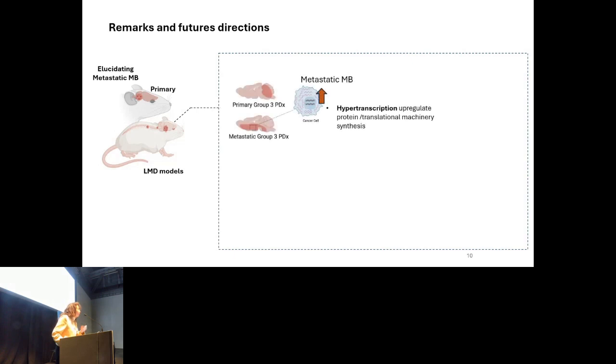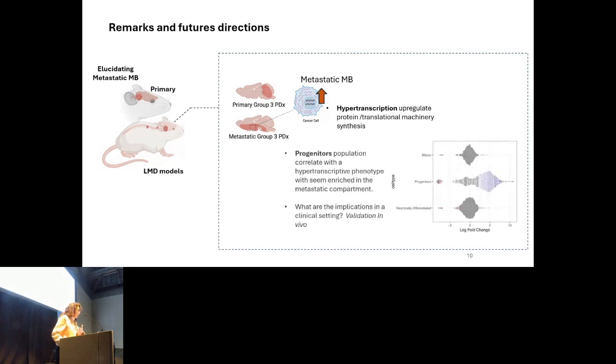So in conclusion, we could say that metastatic medulloblastoma seems to have hypertranscription, which is an upregulation of protein translational machinery synthesis, based on the results that we have in the bulk. And based on the deconvolution and single nuclei, we really see that this is coming from this population, the progenitors one, and that seems to probably be the one driving aggression in medulloblastoma.